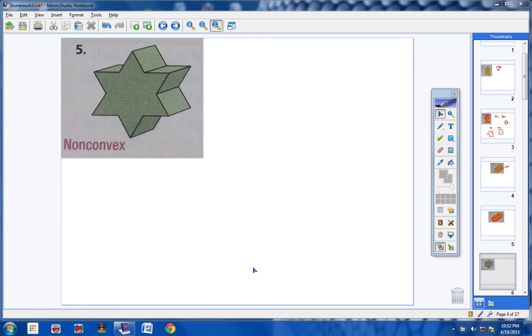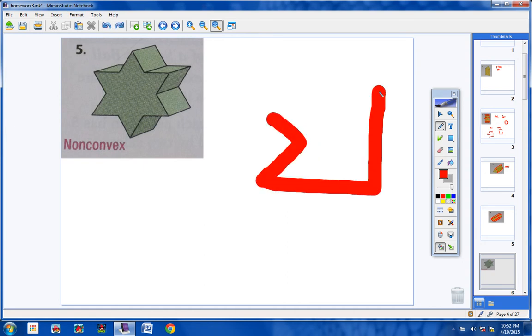Now, students, on number 5, it's pretty obvious. It's non-convex. Remember, convex means there's no indentations, like if I were to draw a polygon like this. Well, it's kind of big, but you get the point. Okay, that would be non-convex or concave because there's an indentation right here, okay?